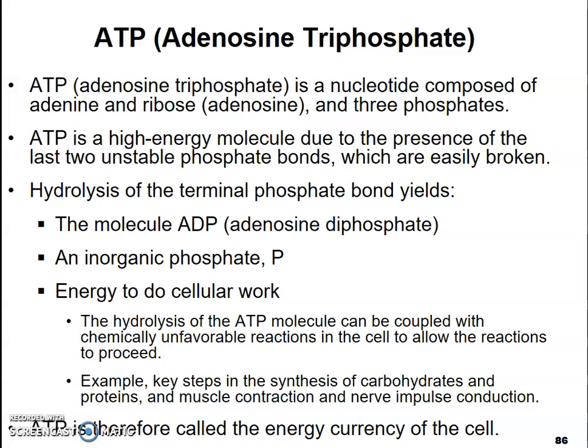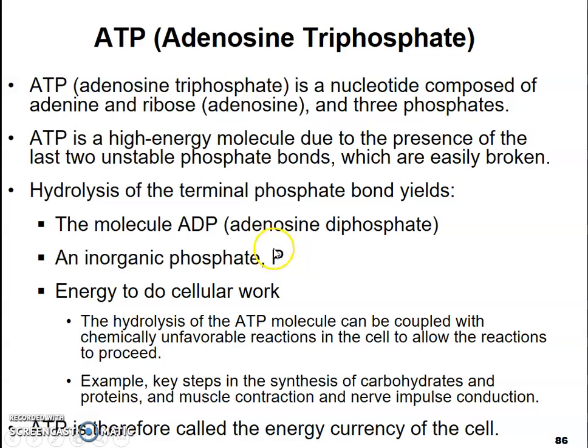ATP, or adenosine triphosphate, is a nucleotide composed of adenine and ribose, which is adenosine, and 3 phosphates. That's where the triphosphate comes from. ATP is a high-energy molecule due to the presence of the last 2 unstable phosphate bonds, which are easily broken. Hydrolysis of the terminal phosphate, or the last phosphate on that molecule, yields an ADP, or adenosine diphosphate, and an inorganic phosphate.